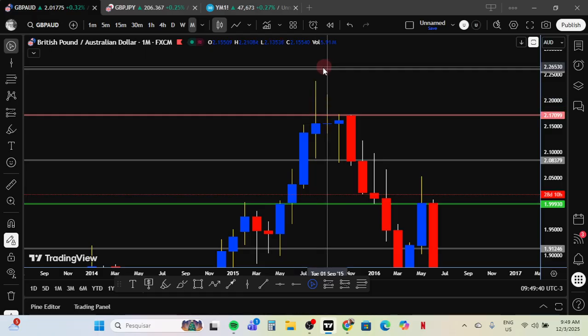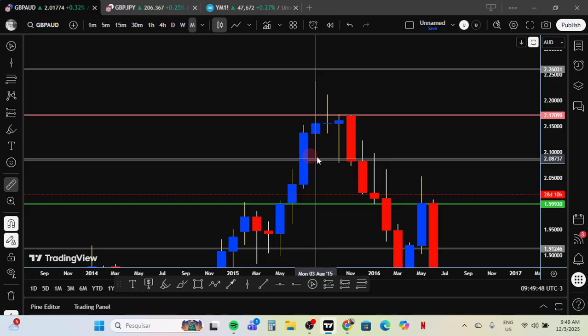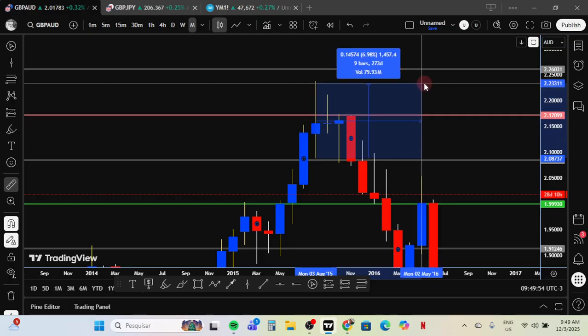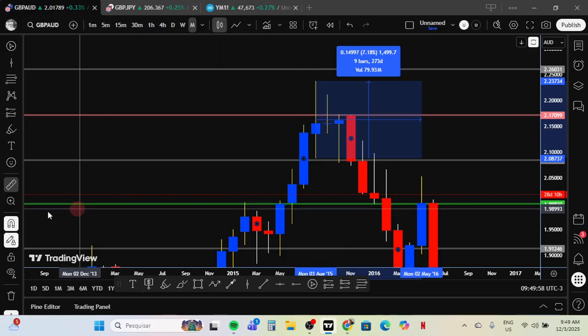It didn't make a new high, neither did it make a new low right here. It just closed in between. Now the concept is, once price closes in between at the middle area, then it's calling for a sell.